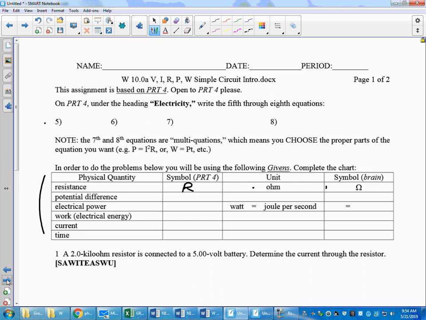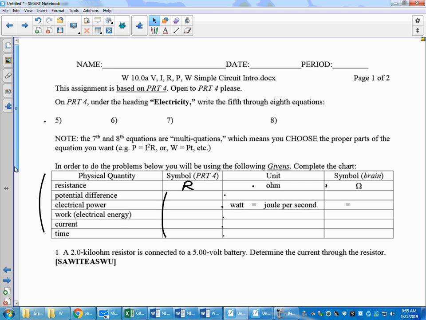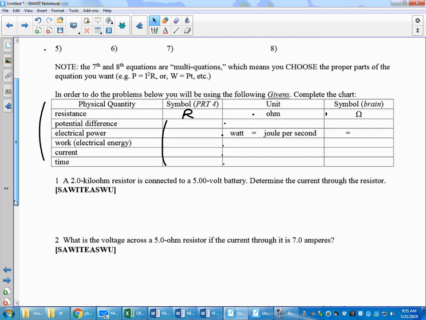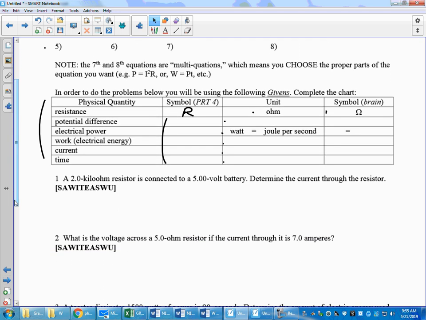So potential difference, you know the symbol. Power, work, current, and time. You know all of these. You can look up the symbols if you need to, but you know them, you've used them. You also know the units for all of them. Okay, good. The questions primarily are very straightforward as long as you follow your givens.